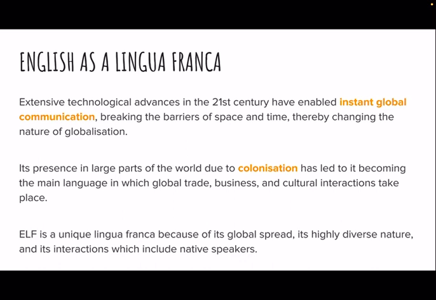Extensive technological advances in the 21st century have enabled instant global communication, breaking the barriers of space and time and thereby changing the nature of globalization. Its presence in large parts of the world due to colonization has led to it becoming the main language in which global trade, business, and cultural interactions take place. ELF is a unique lingua franca because of its global spread, its highly diverse nature, and its interactions which include native speakers.